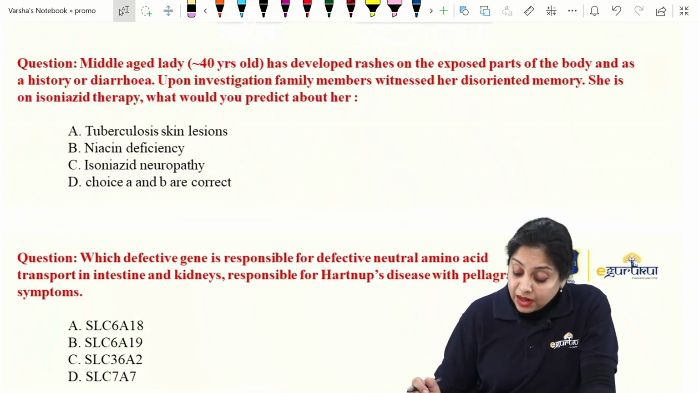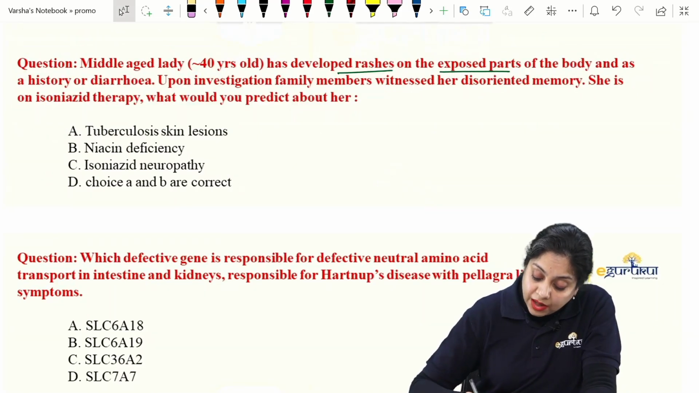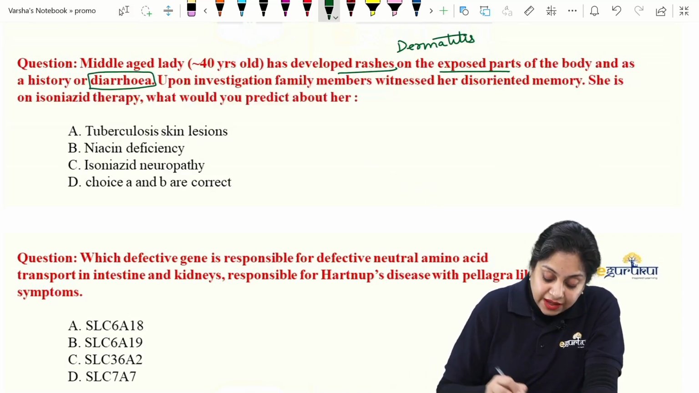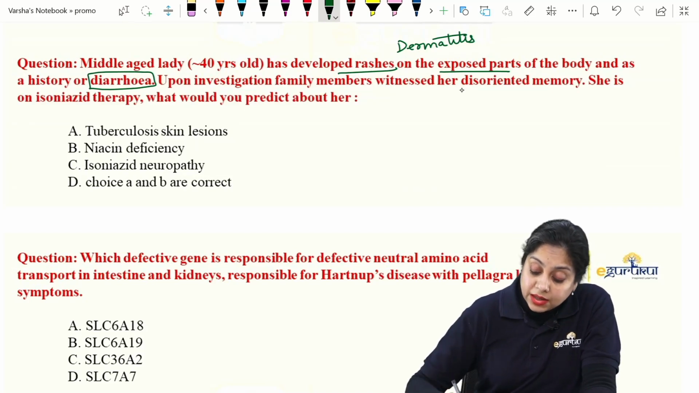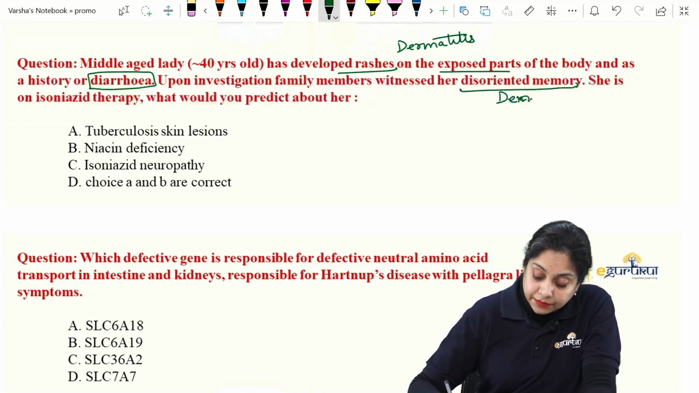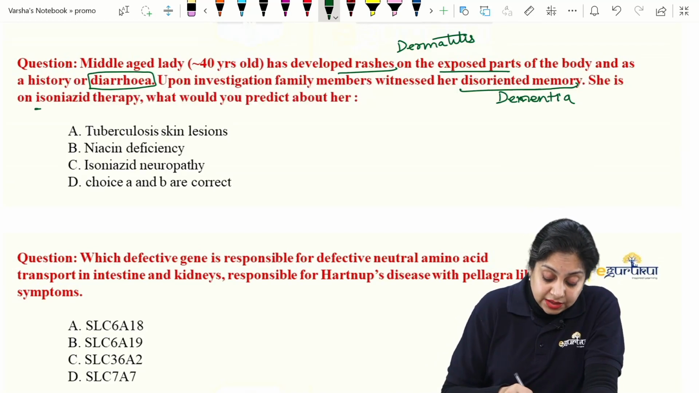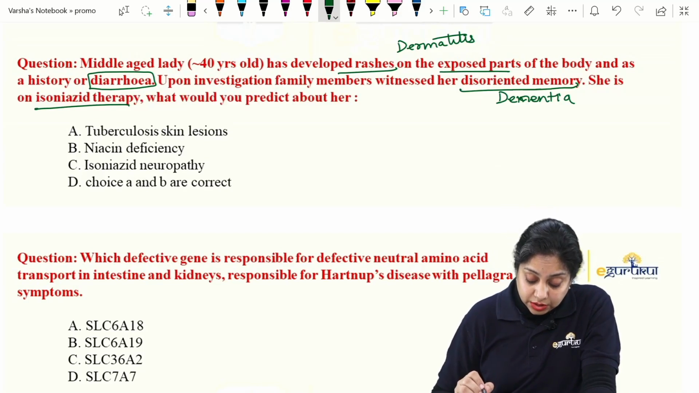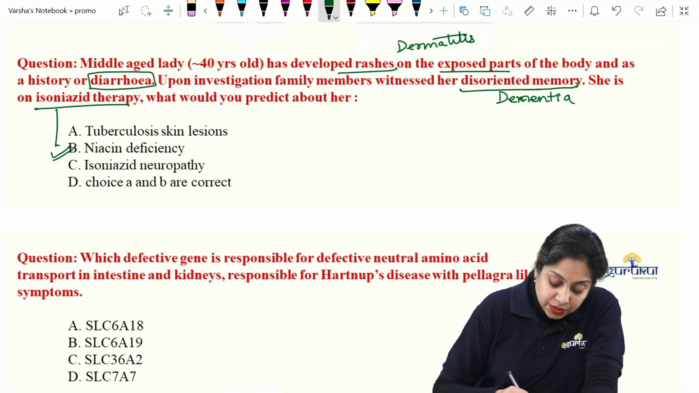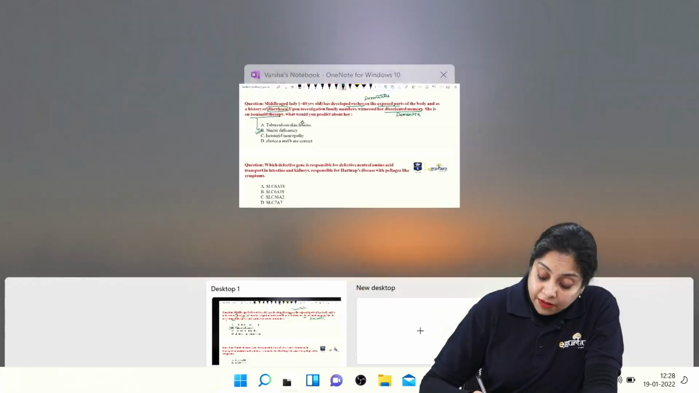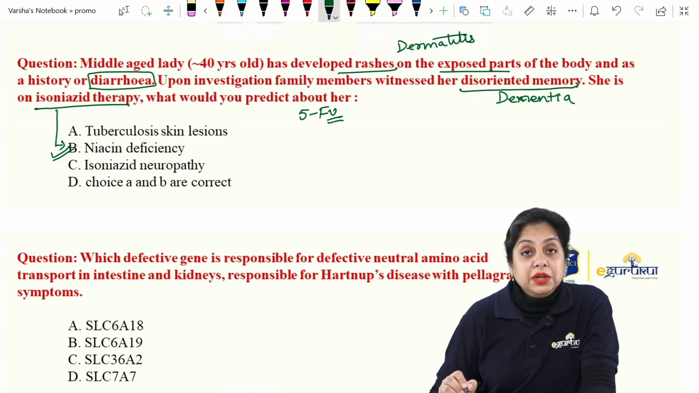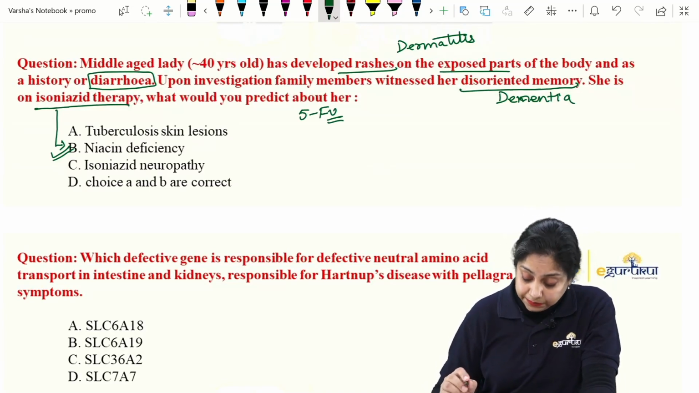A middle-aged lady has developed rashes on the exposed part of the body. Rashes, so dermatitis. And a history of diarrhea, the second D. Upon investigation, a family member witnessed her disordered memory, the third D, dementia. She is on isoniazid therapy. Very good. Isoniazid therapy is for tuberculosis and that prevents the synthesis of niacin from tryptophan from the diet. What would you predict about her? Niacin deficiency, because isoniazid therapy inhibits this. 5-fluorouracil also inhibits the absorption of the tryptophan from the diet.